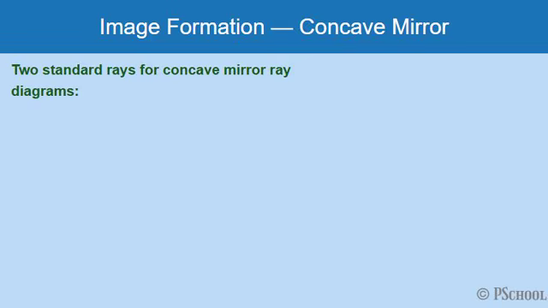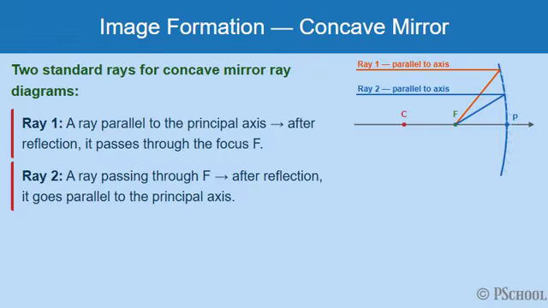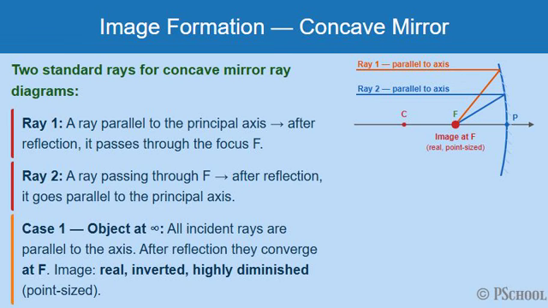To draw ray diagrams for concave mirrors, we use two standard rays. Ray 1, a ray parallel to the principal axis. After reflection, it passes through F. Ray 2, a ray passing through F. After reflection, it goes parallel to the principal axis. Case 1, object at infinity, parallel rays converge at F, image forms at F, it is real, inverted, and point-sized, highly diminished.